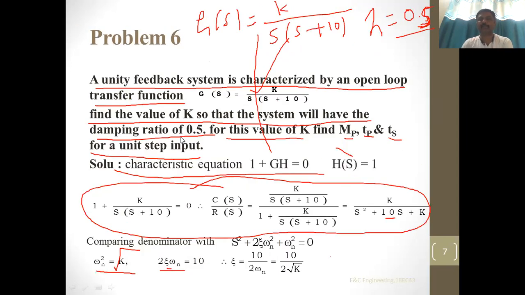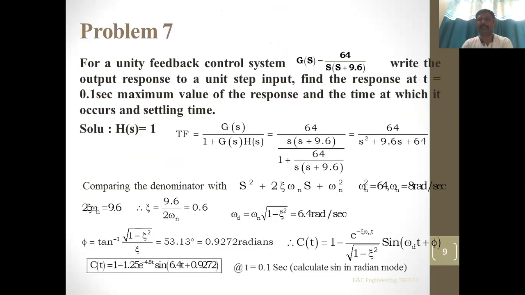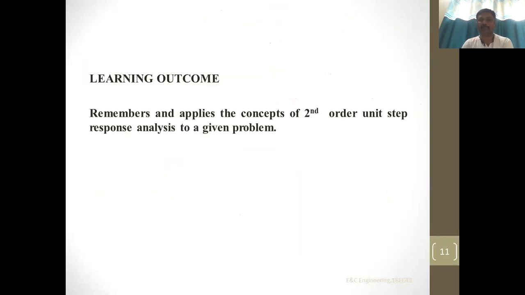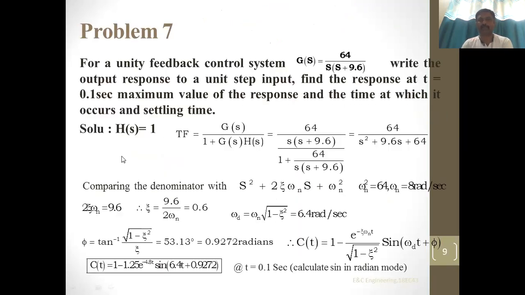Is it okay? This is the other problem where, for the given xi, we evaluated k, and from that k we evaluated Mp, Ts and Tp and so on. Is it okay? Next I will move on to the next problem, that is problem 7.